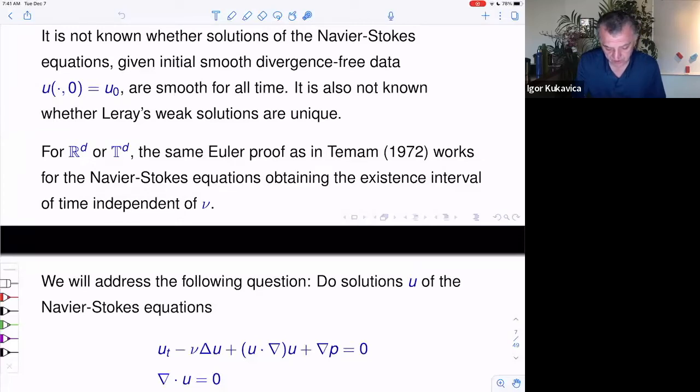So if there is no boundary, then the same Euler proof which gives existence, as in the energy estimate proof of Temam, works for the Navier-Stokes equations, and we can obtain the existence of solutions on a time interval independent of the viscosity. So the same proof as for Euler, for the viscous term we just integrate by parts, and we obtain also local solutions in H^m, m bigger than 1 + d/2. And we can also get solutions for lower smoothness of Sobolev spaces, but the solution may depend on the viscosity, and also the time interval.